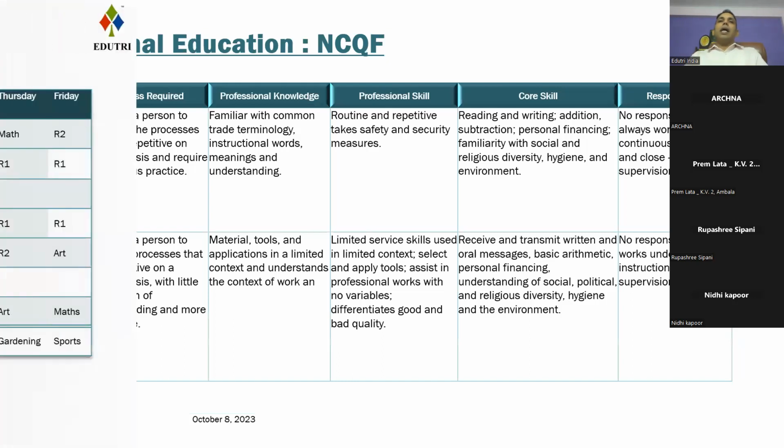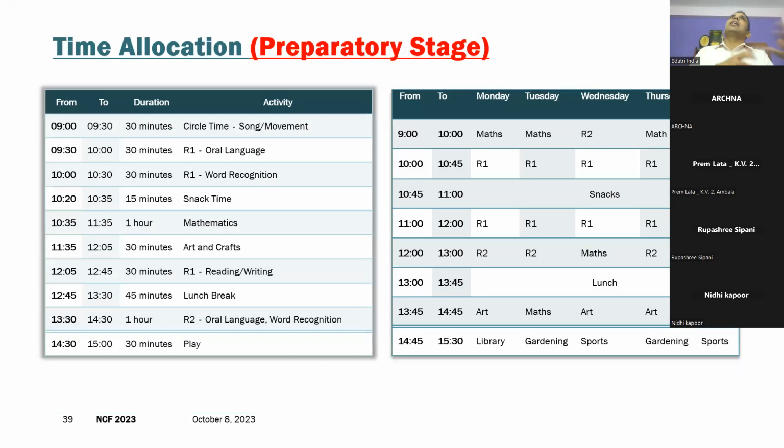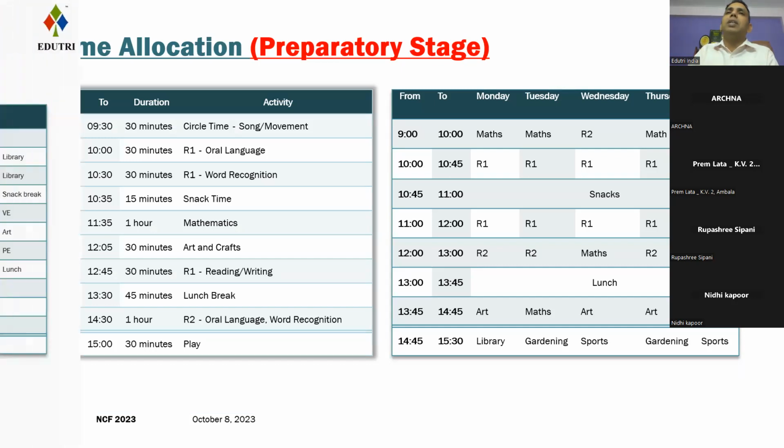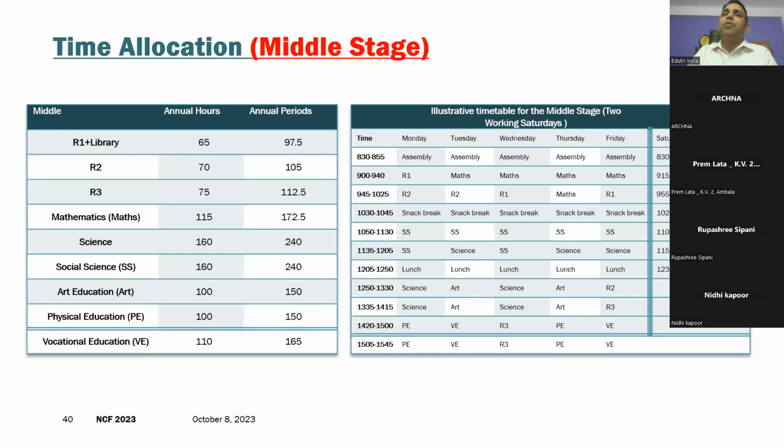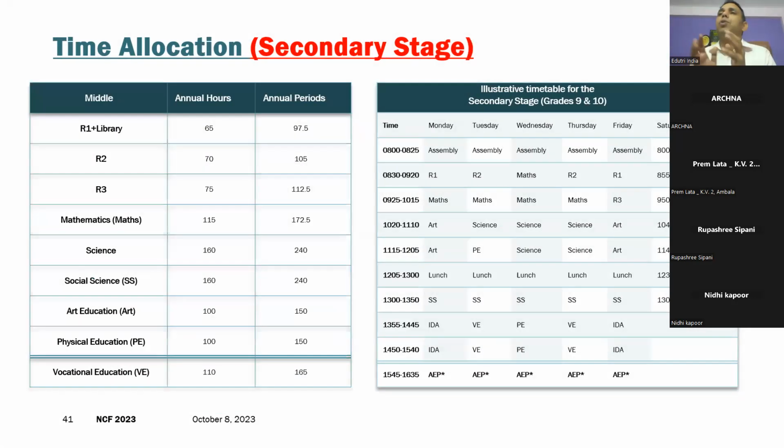Okay, thank you sir. So I told you that at the latest stage in this document they have given how you have to divide the subjects, periods, timetable and all. I will not go to the preparatory stage; I will directly move to the secondary stage, because many of you are related to it. They have divided the subjects like this: you have to give your R1, R2, R3, three languages in classes 9 and 10.